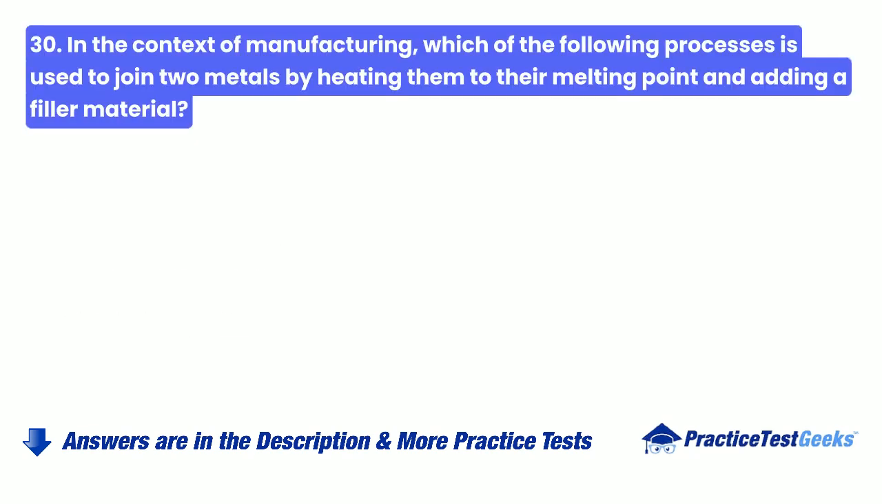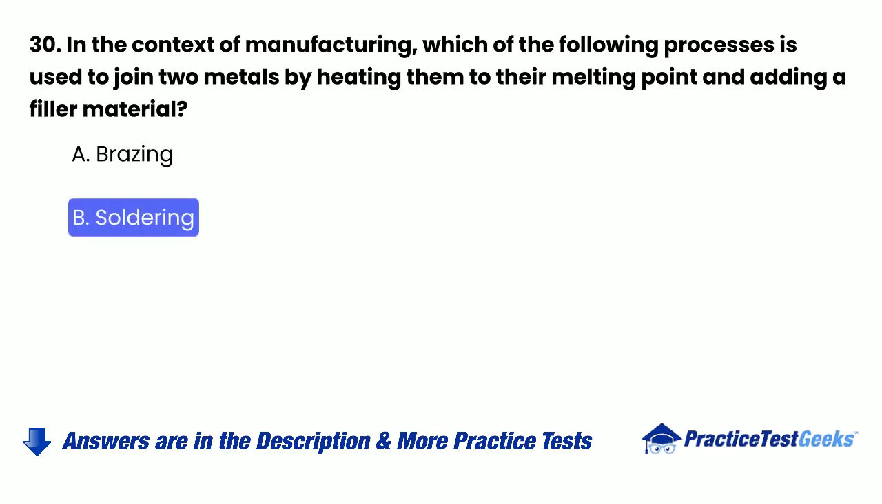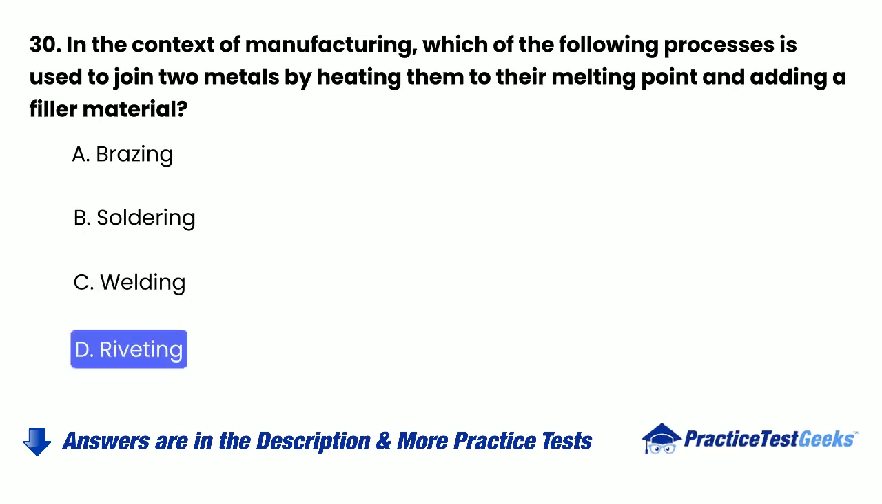(30) In the context of manufacturing, which of the following processes is used to join two metals by heating them to their melting point and adding a filler material? A. Brazing. B. Soldering. C. Welding. D. Riveting.